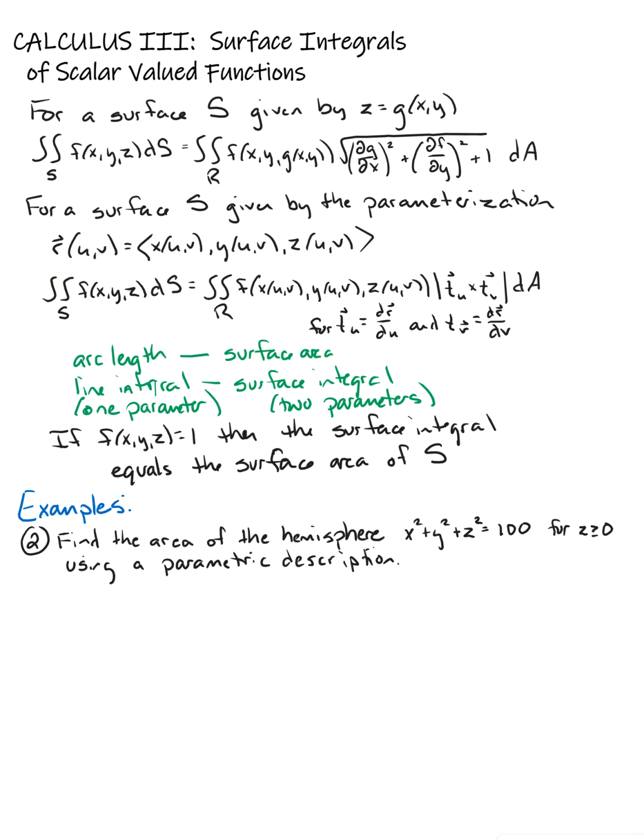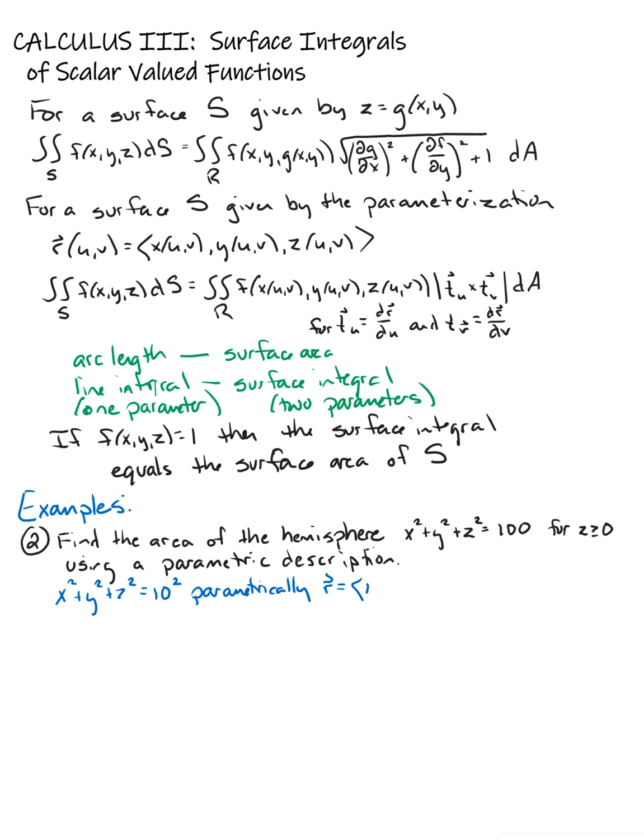Okay, so let's see. First off, our surface is x squared plus y squared plus z squared equals 100, which I'm going to go ahead and write as 10 squared, so that I can make it a little easier to write out parametrically. This parametric description we'll call R. Remember, R is a function of u and v, so my x, my y, and my z, I need to rewrite all of those in terms of u's and v's.